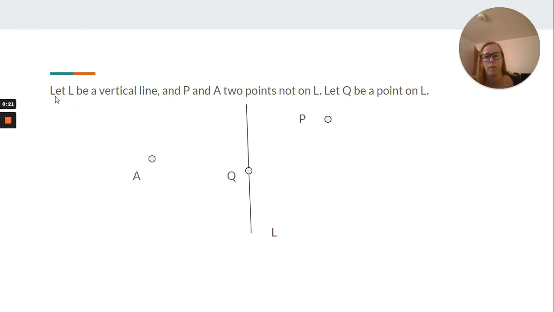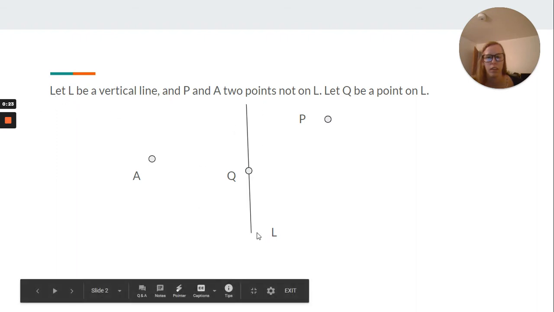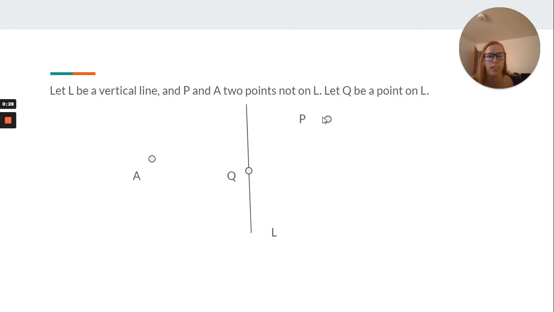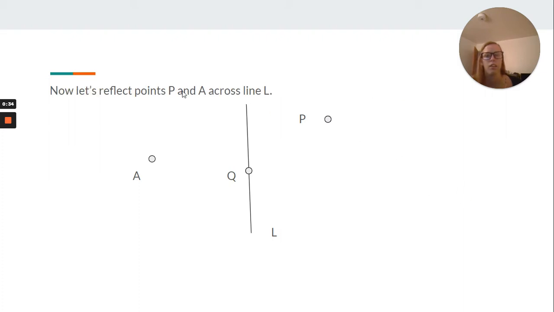So similar to last time, we're going to let L here be a vertical line. A and P are two points that are not on the line, and Q is a point that's on the line, okay? Now we're going to reflect points P and A across line L.